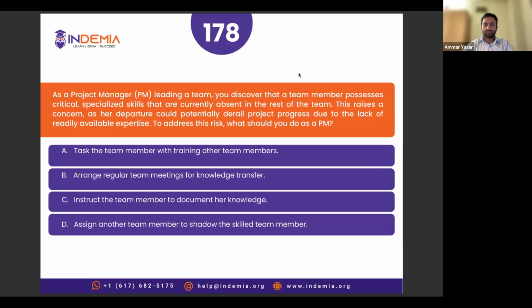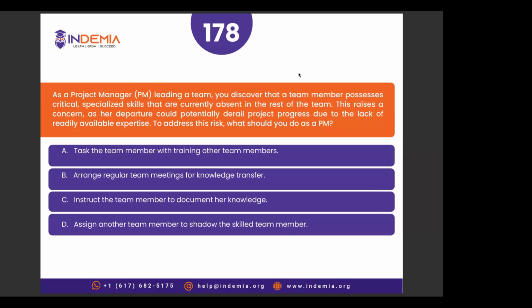Anna, you have chosen option D. Yes, because it's talking about how this team member possesses critical specialized skills. It's not talking about knowledge, right? The first three options talk about training, knowledge transfer, and documenting knowledge. I believe that has nothing to do with skills. So assigning another team member to shadow the skilled team member, I believe, would be the most appropriate action.